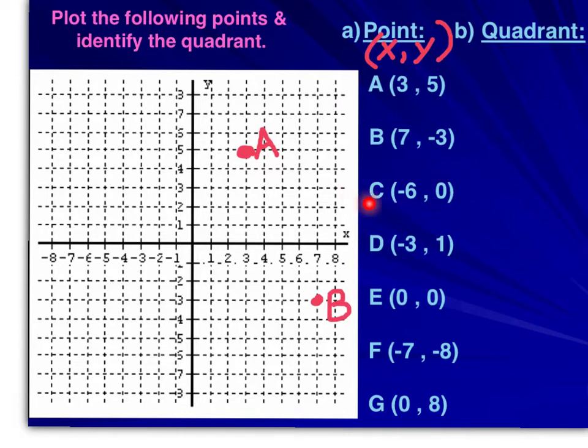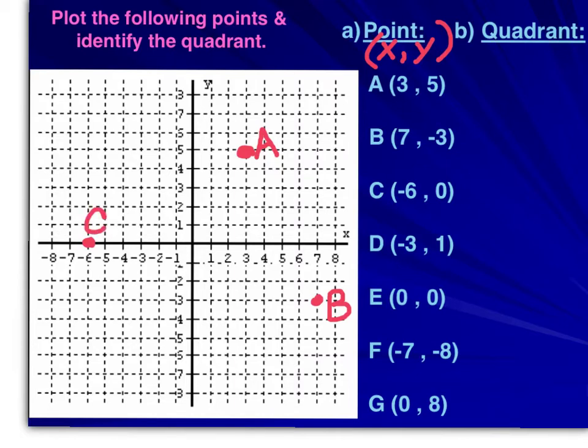Point C is negative 6, 0. So negative 6 is on the x-axis. 0 is telling me movement on the y-axis. So I start at the origin always, and I move 6 to the left. Now the 0 for the y value indicates that I'm not going to move up or down at all. I'm going to stay right there. So point C is going to actually be located right here on the x-axis. So again, we remember to label always.